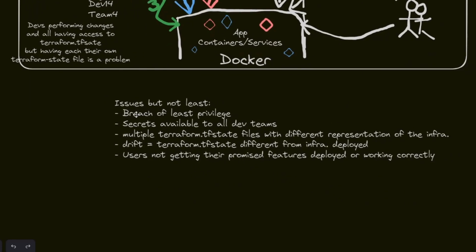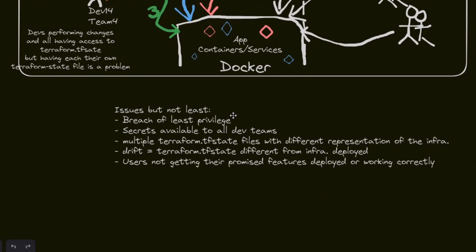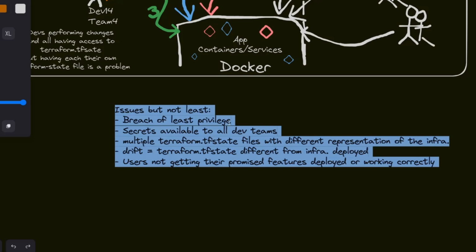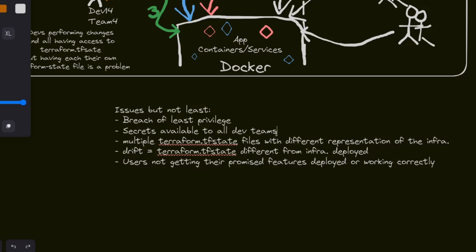Last but not least, breach of least privilege, because they all have the same privileges on the infrastructure files. Secrets are available to all devs. So the secrets are revealed, with multiple terraform.tfstate files with different representations of the infrastructure. We can specify that the secrets are available to all dev teams if they are all working on the same repository or directory.